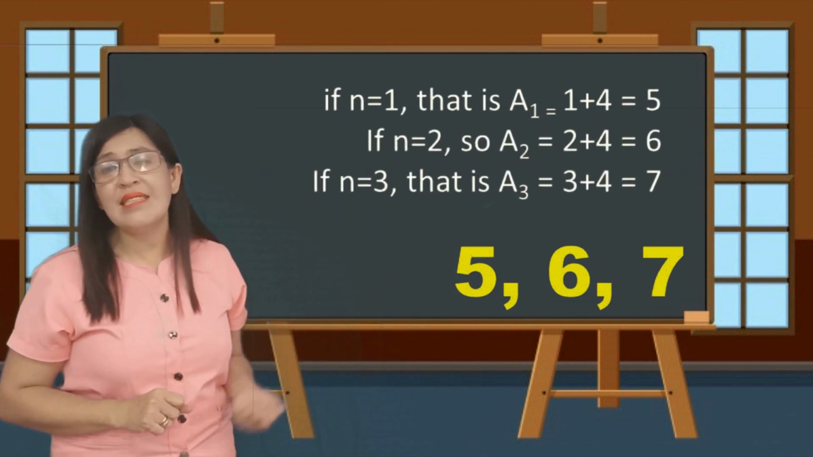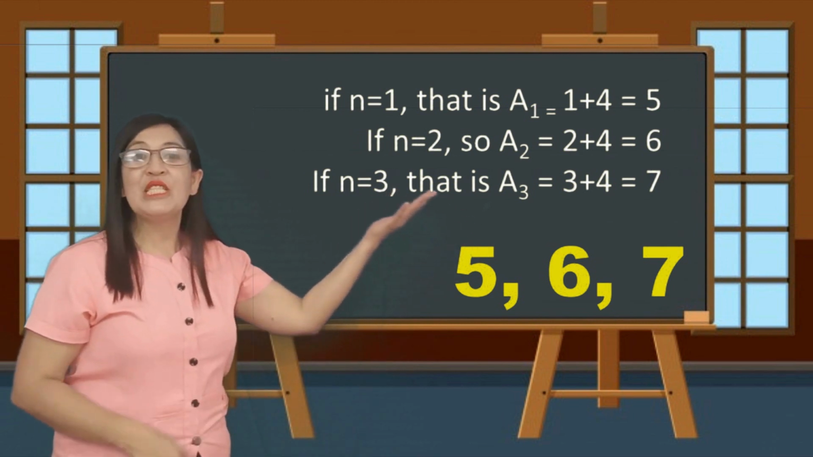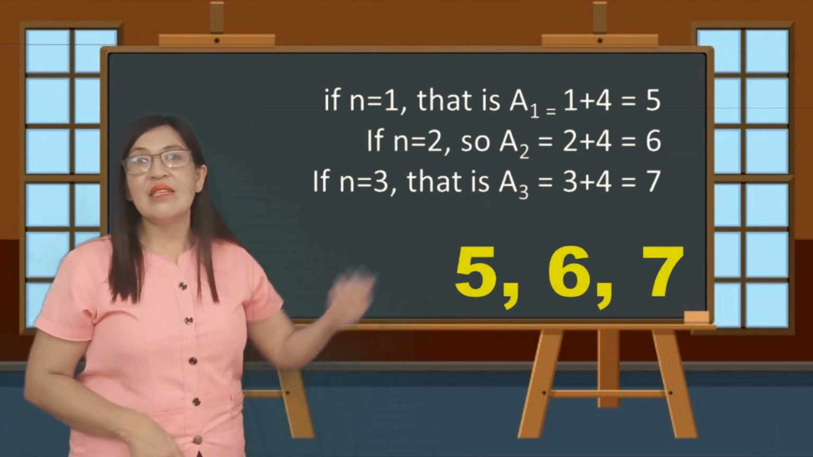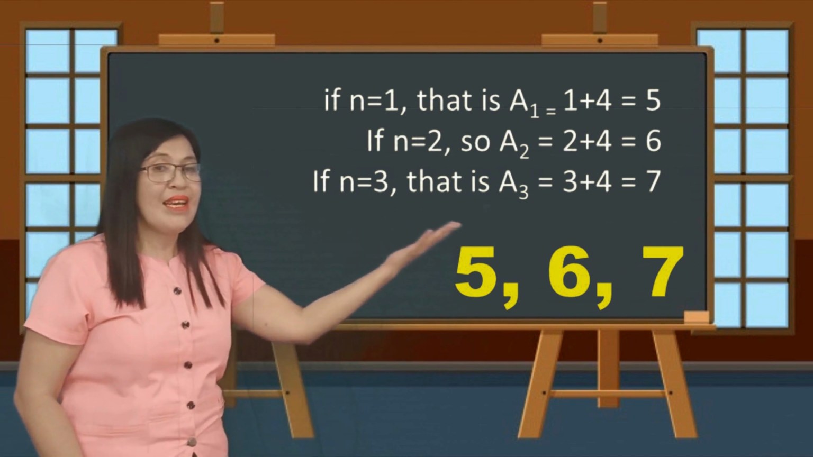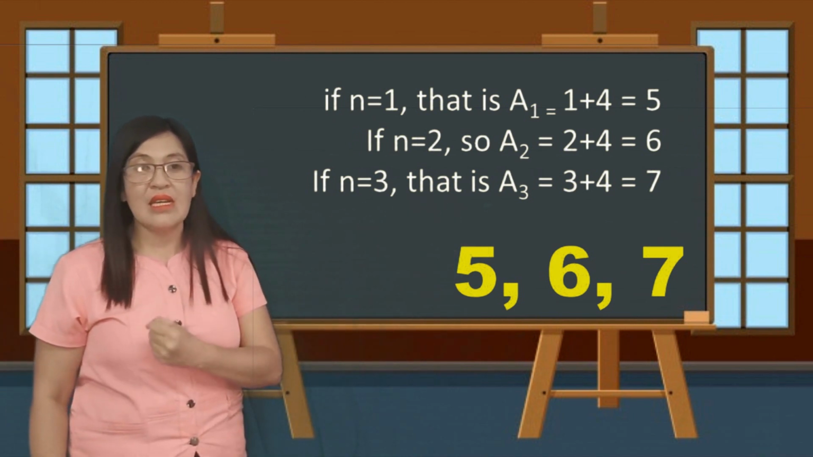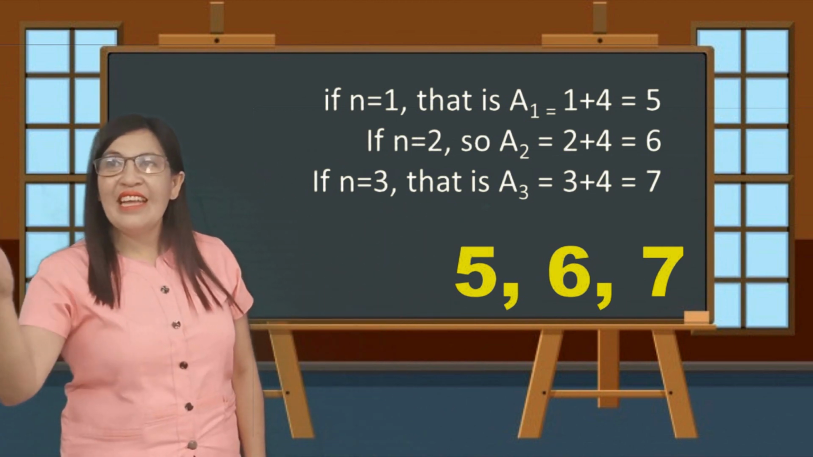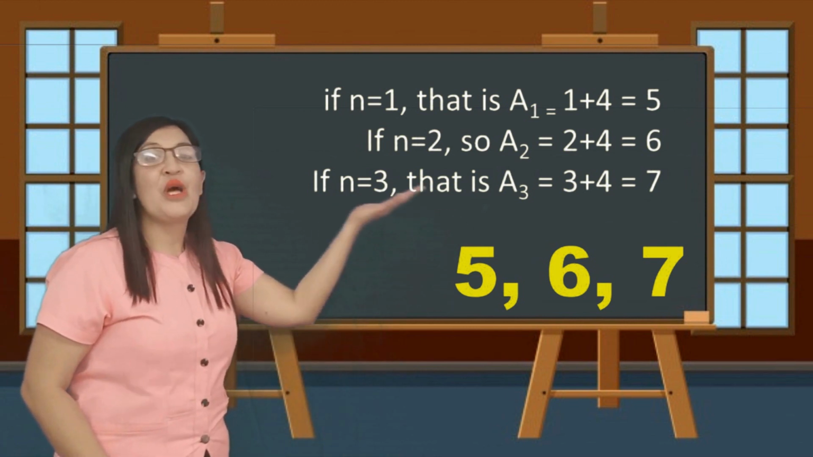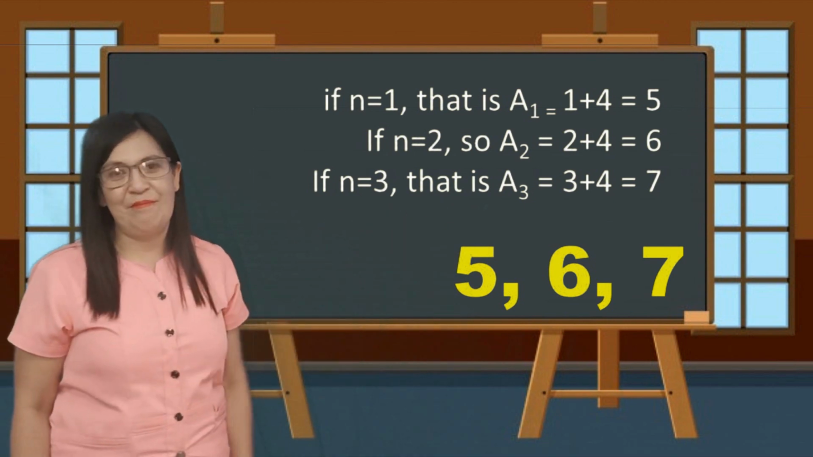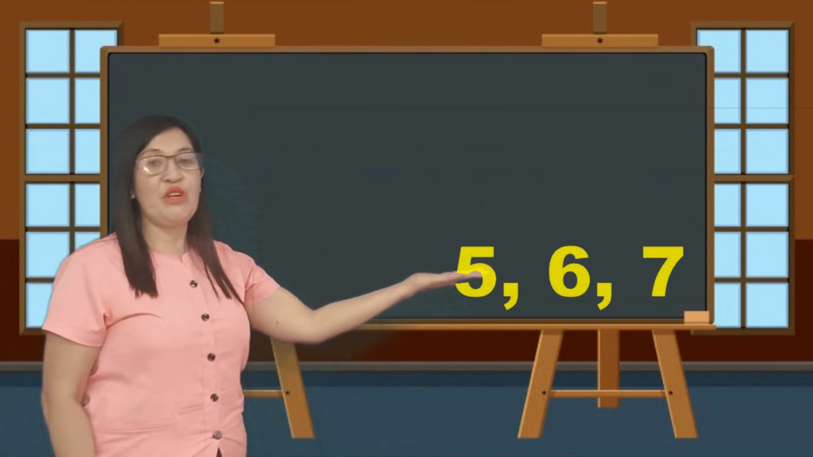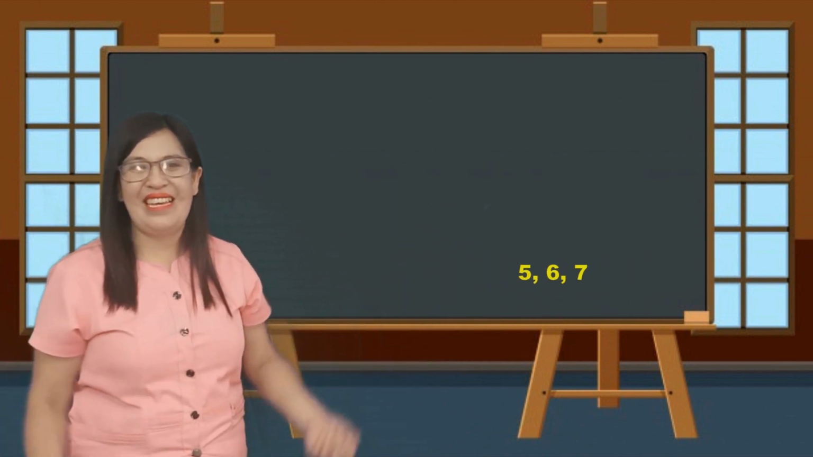Why 5, 6, and 7? Because if n equals 1, that is 1 plus 4 equals 5. So a sub 1 equals 5. If n equals 2, we will get 2 plus 4 equals 6. So a sub 2 equals 6. Finally, if n equals 3, this becomes 3 plus 4 equals 7. Hence, a sub 3 is 7. So, the first 3 terms of a sub n equals n plus 4 are 5, 6, and 7.